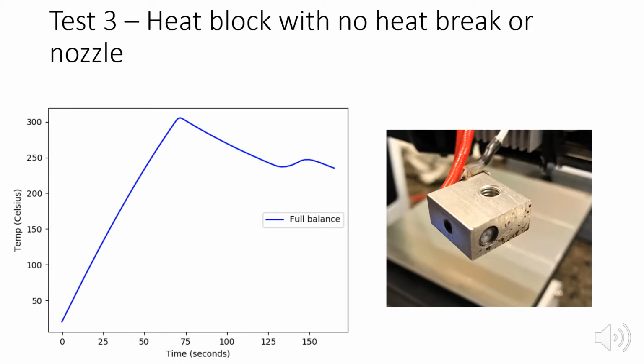It was thought that there was a significant amount of energy going into the heat break and nozzle. They were removed for the next test. The power usage was measured again while the heat block was in the position shown. The power usage data was then placed into the model. The model still reached over 300 degrees C and settled around 250 degrees C, still way over what was measured.